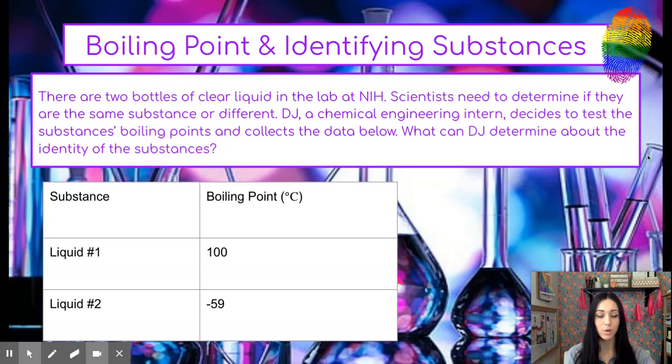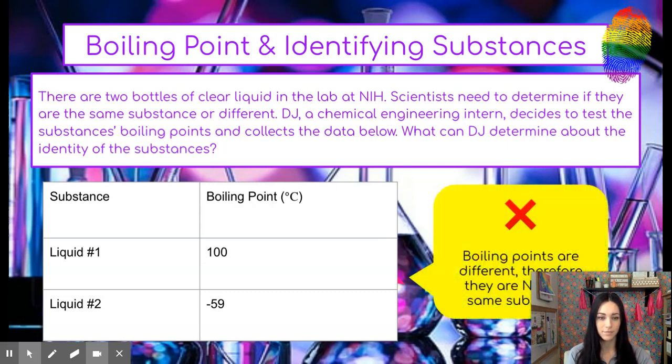Take another minute to pause the video and determine what you can say about the identity of these substances. Of course, you would have said that the boiling points of these two substances are different, meaning that they have different fingerprints or different properties, which tells us that these cannot be the same substance, and in fact, they must be two different substances.